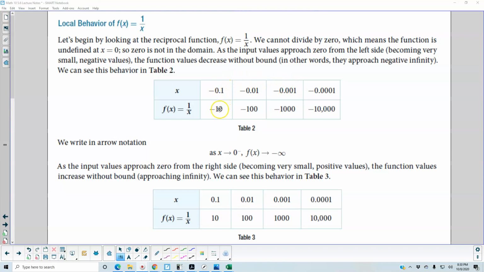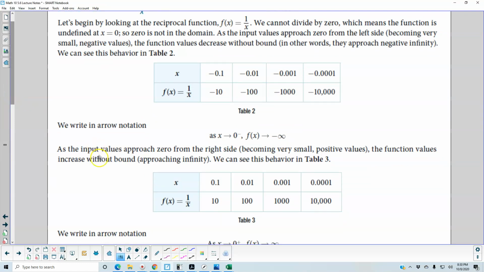Now, what's happening with the outputs? Well, the outputs are also decreasing without bound. So you can see here that f of x, the outputs, are getting smaller and smaller, going from negative 10, negative 100, negative 1,000 to negative 10,000. So we're going to write it in arrow notation. What it's saying here is as x is approaching 0 from the left, the output is approaching negative infinity without bound. And again, we're using negative infinity or infinity because we're talking about without bound.